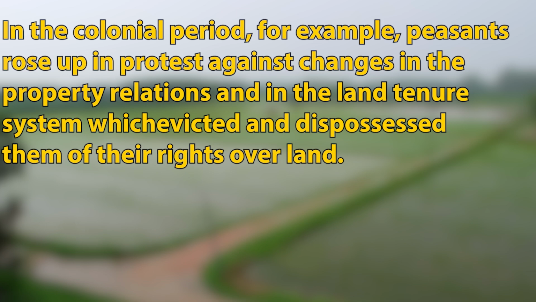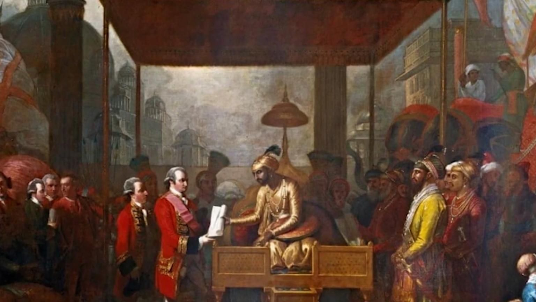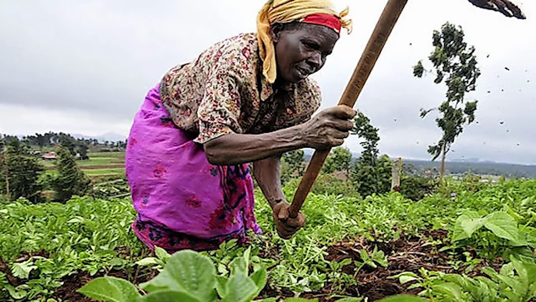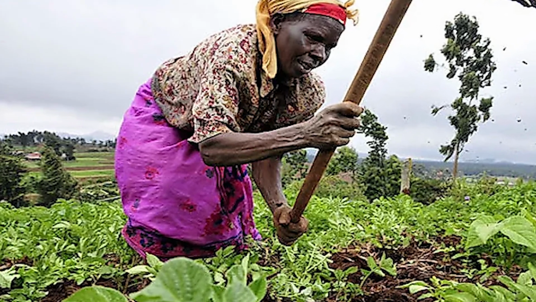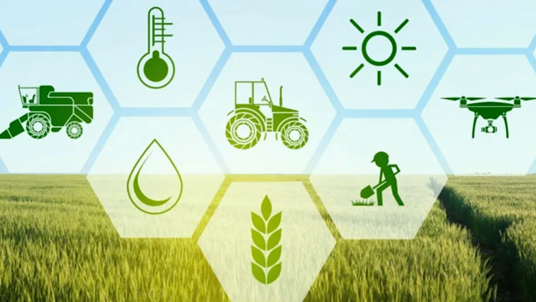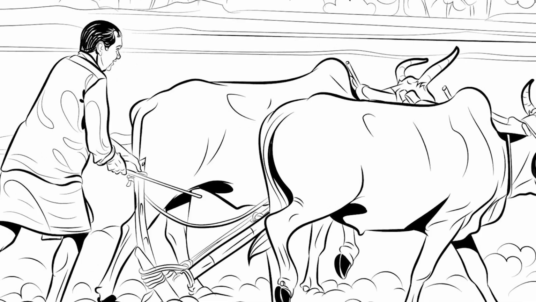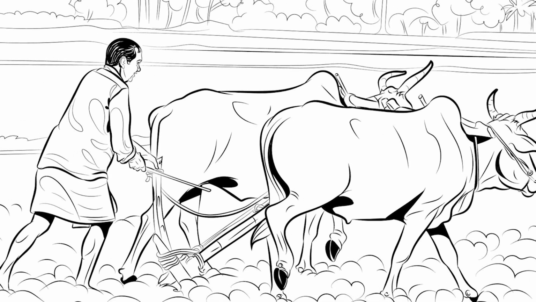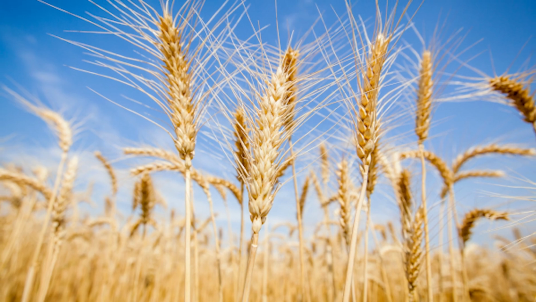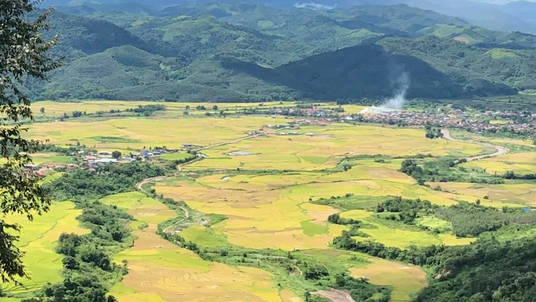In the colonial period, for example, peasants rose up in protest against the changes in the property relationships and in the land tenure system, which evicted and deprived them of their rights over the land. The peasant economy before the British came to India was based on a subsistence economy, oriented towards the satisfaction of basic needs. The British transformed Indian agriculture by creating property rights in land, drawing Indian agriculture into the larger world capitalist system, creating land markets, encouraging commercialization of land, and changing the nature of productive relations in land to one of contract.